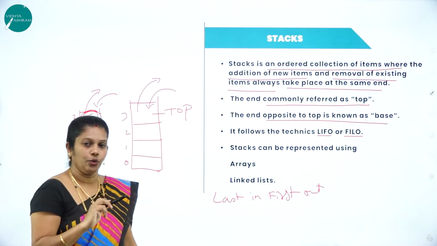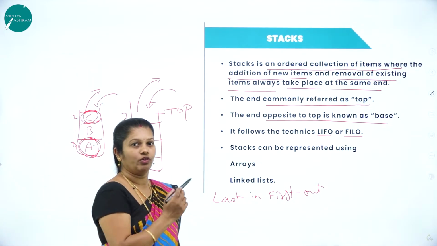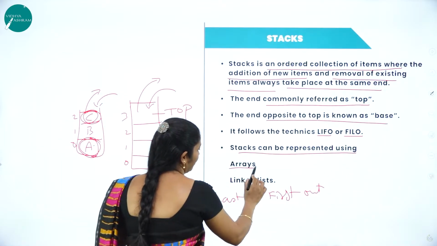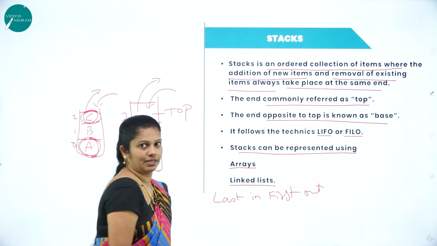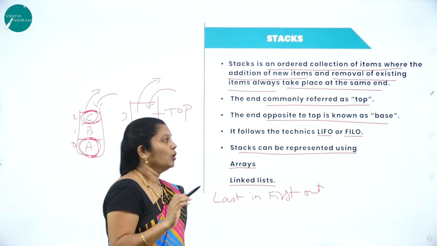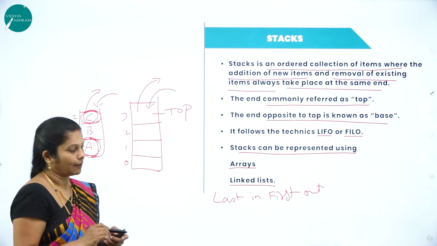Whereas in a queue, it follows first in, first out, last in, last out. Whereas here in a stack, it is the reverse of that. A stack can be represented using the array method as well as the linked list method. The main things you have to remember are: what do you mean by a stack, what is the major technique it follows, and what do you mean by the top of the stack.